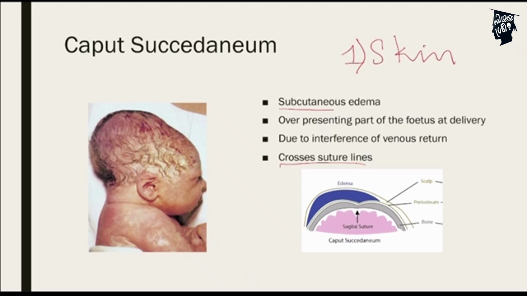So when does Caput Succedaneum occur? It occurs over the presenting part of the fetus at delivery. So whenever a baby is born, normally, vaginal delivery, the cephalic presentation or the head presentation is the normal presentation. So whenever the head is delivered, there may be a constriction in this particular region. The constriction causes an interference of venous return from the top region to the downward flow. And due to this interference, there is the swelling and that is the Caput Succedaneum.